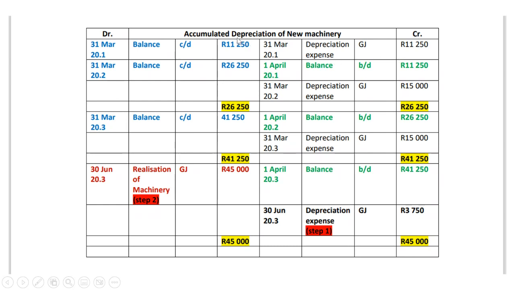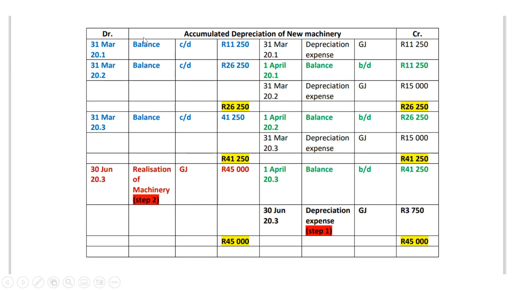So because we know this is an account balance, it forms part of your balance sheet. So we know now that it will have a balance carried down or balance brought down. So we need to make both these sides be equal to what? To 11,250. We know the credit side already has 11,250. So we go to the debit side, we say 31st March 20.1, which is year one. We say balance carried down. How much is it? 11,250. So both sides now are equal.